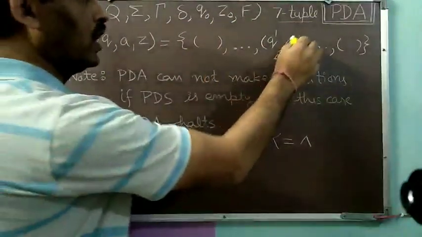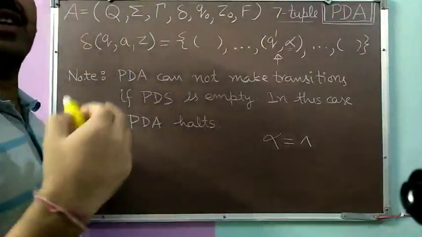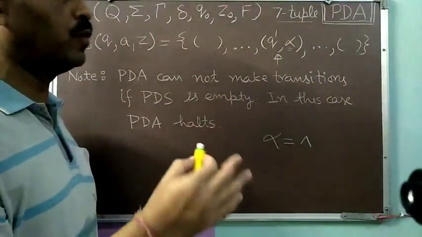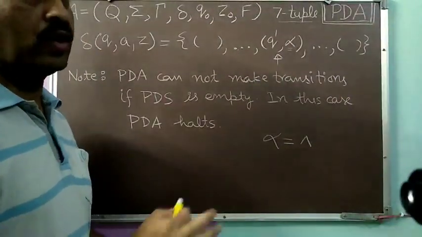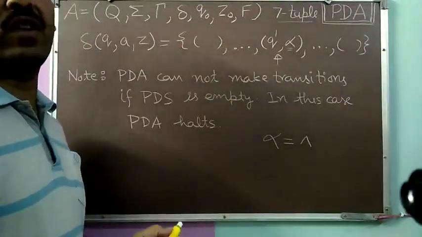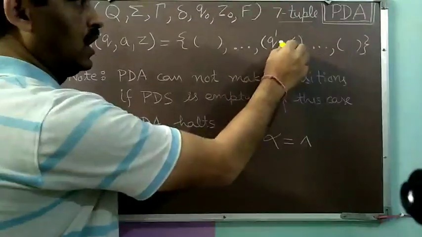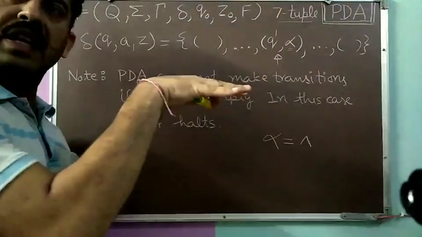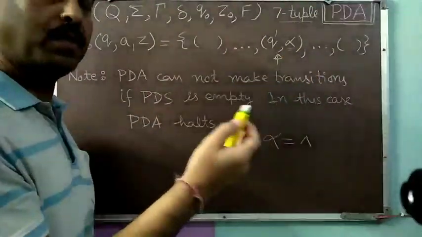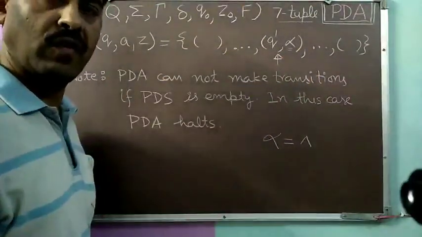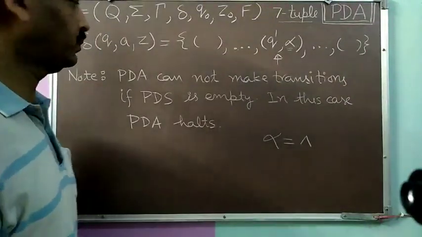And all other moves, when alpha is not equal to null, are called non-erasing moves, because we are writing something over the push down store. So we are not decreasing the length of the push down store. If the length of alpha is 1, we are maintaining the length of the push down store. If alpha contains more than one symbol, then we are increasing the length of the push down store.